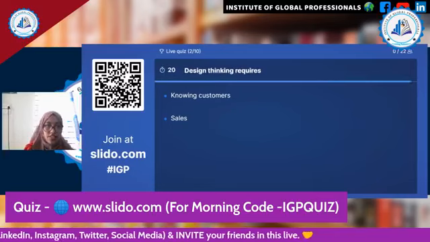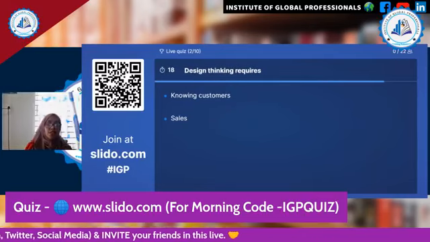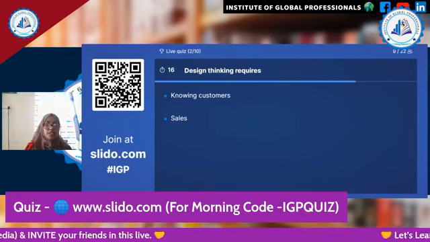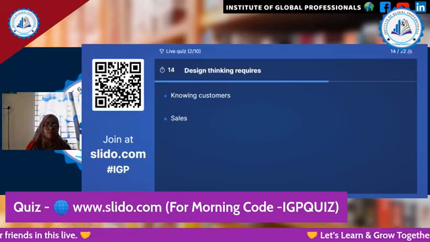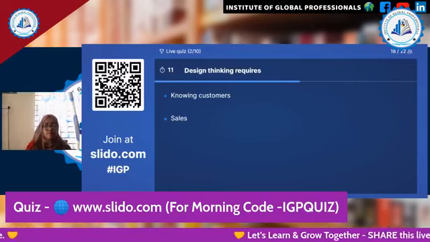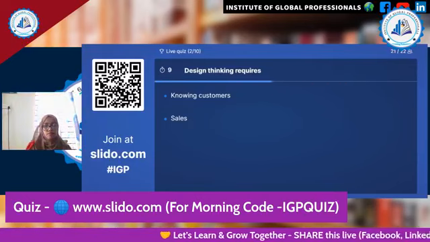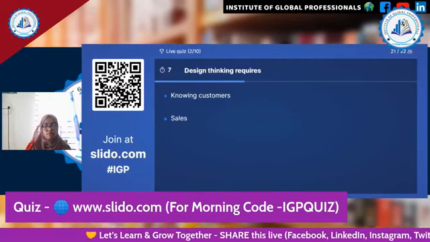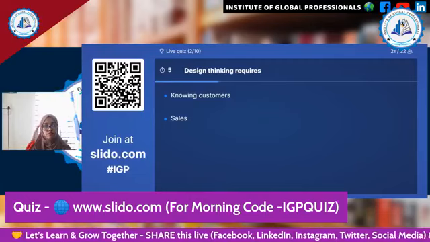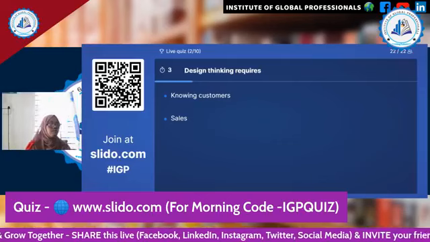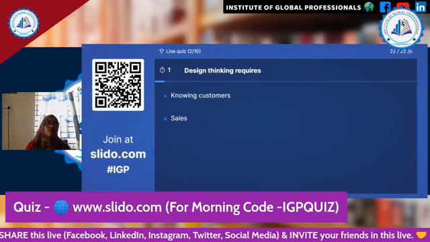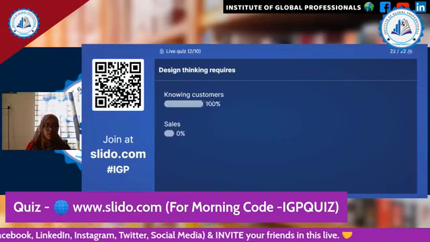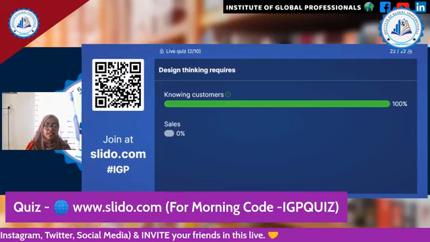Our second question. Design thinking requires: first option, knowing customers; second option, sales. And the correct answer is knowing customers.